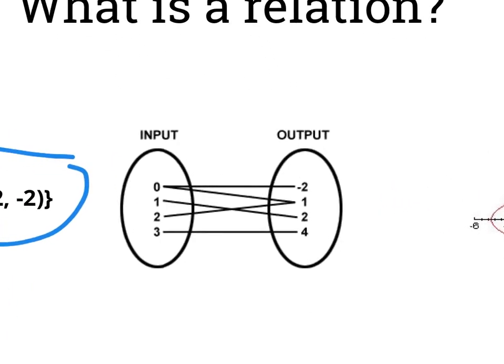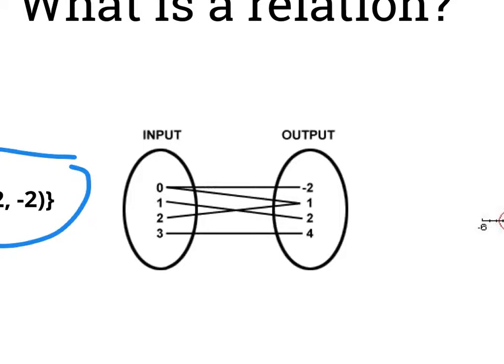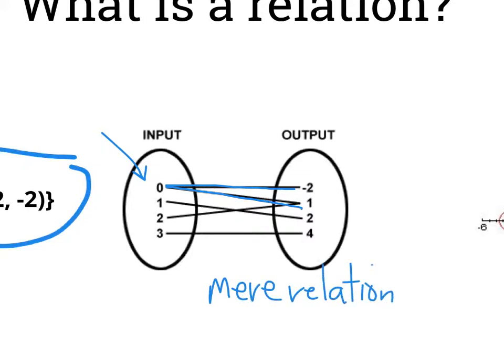In the diagram, if we are going to check every element in the input, let's start with 0. The line says 0 is paired to negative 2 and 0 is also paired to positive 1. And that is already a violation of the definition of a function because 0 is paired to more than one value in the output. Again, this is a mere relation, or we say this is not a function.